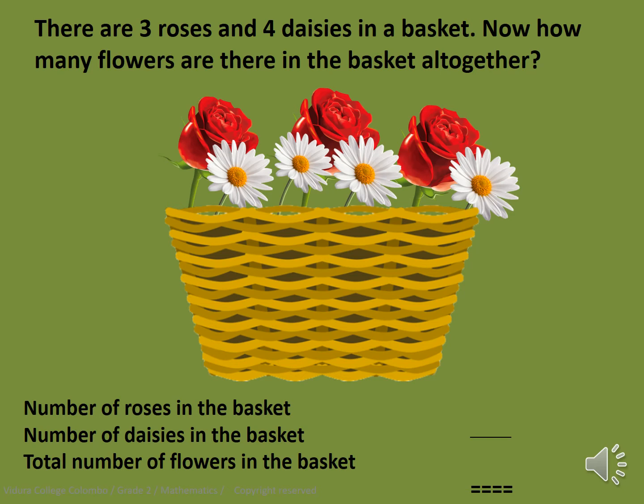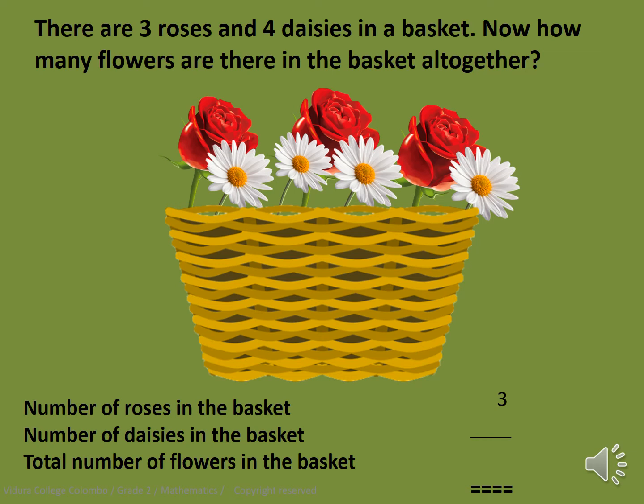Right, there is another one. So, shall we do this together? Alright. There are 3 roses and 4 daisies in a basket. Now, how many flowers are there in the basket altogether? Yes, we'll put the answer in statements. Number of roses in the basket. There were 3 roses. Next sentence.